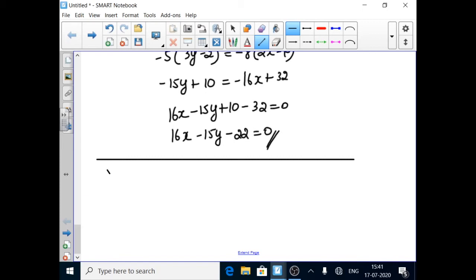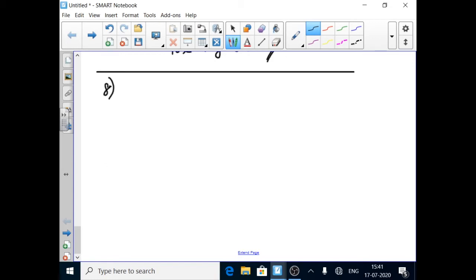So next, eighth problem. A cat is located at the point minus 6, minus 4 in the xy plane. A bottle of milk is kept at 5, 11. The cat wishes to consume the milk by traveling through the shortest possible distance. Find the equation of the path it needs to take to get its milk.